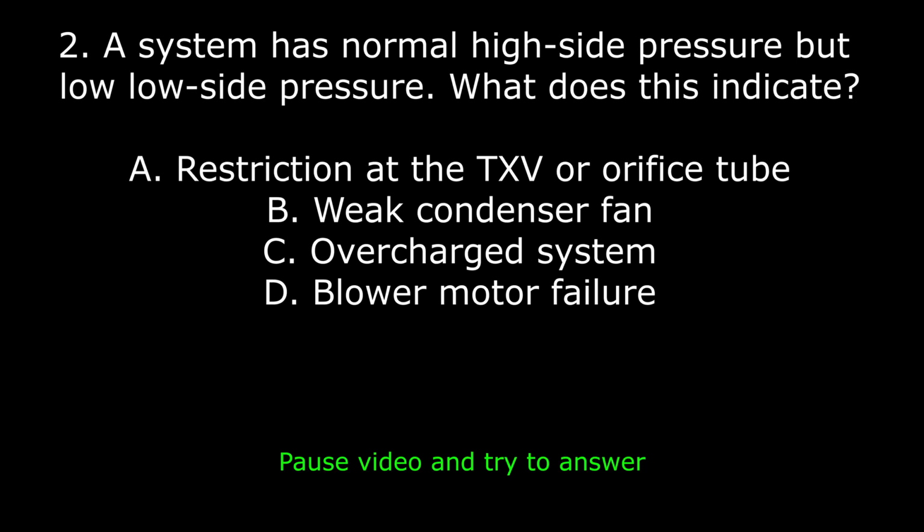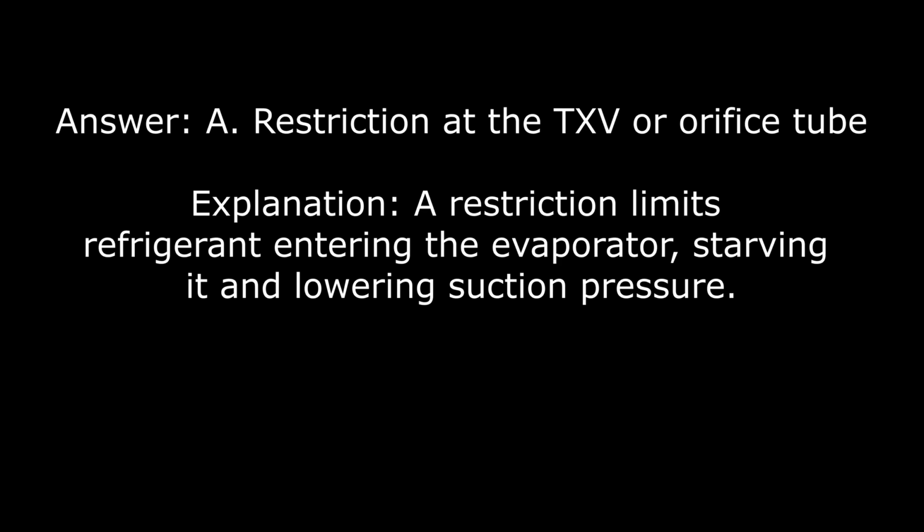2. A system has normal high-side pressure but low low-side pressure. What does this indicate? A. Restriction at the TXV or orifice tube. B. Weak condenser fan. C. Overcharged system. D. Blower motor failure. Answer: A. Restriction at the TXV or orifice tube. Explanation: a restriction limits refrigerant entering the evaporator, starving it and lowering suction pressure.